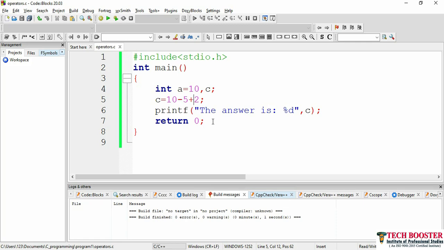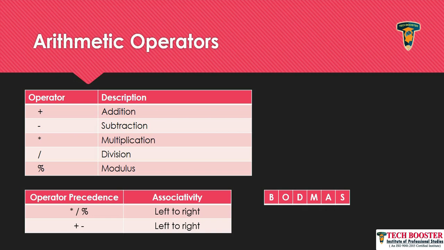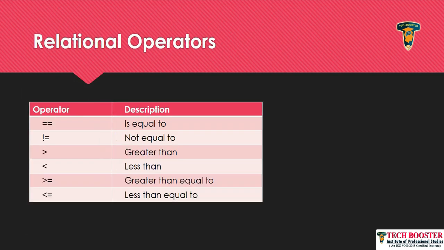Now let's move forward and check out our next operator. So our next operator is relational operator, and here the name itself suggests this will do nothing but relation between two operands. And here these are my operators like equal to, not equal to, greater than, less than, greater than equal to, and less than equal to. And you need to remember, output of your relational operator will always be either true or false, where true is your 1 and false is your 0.